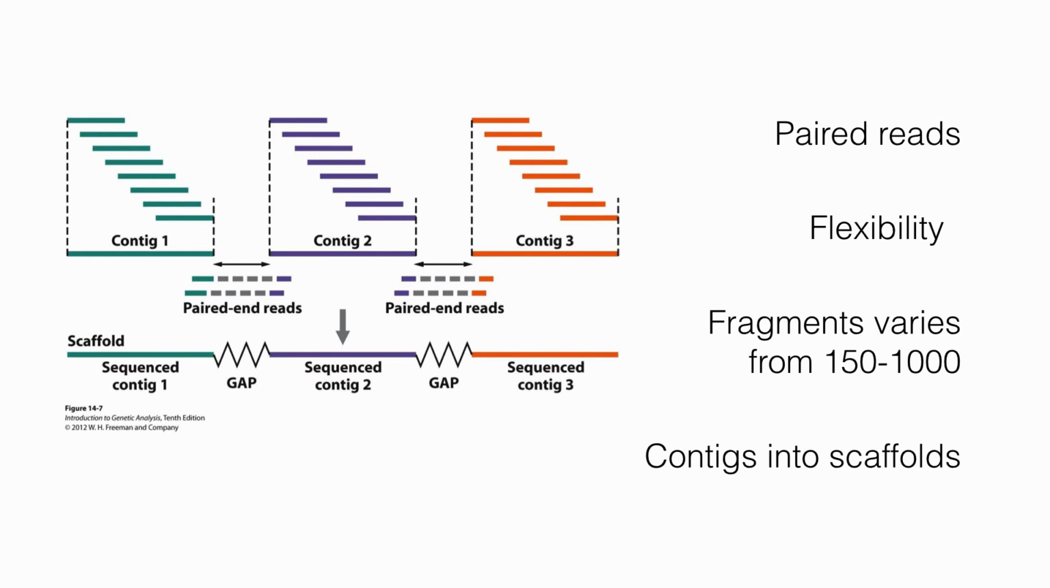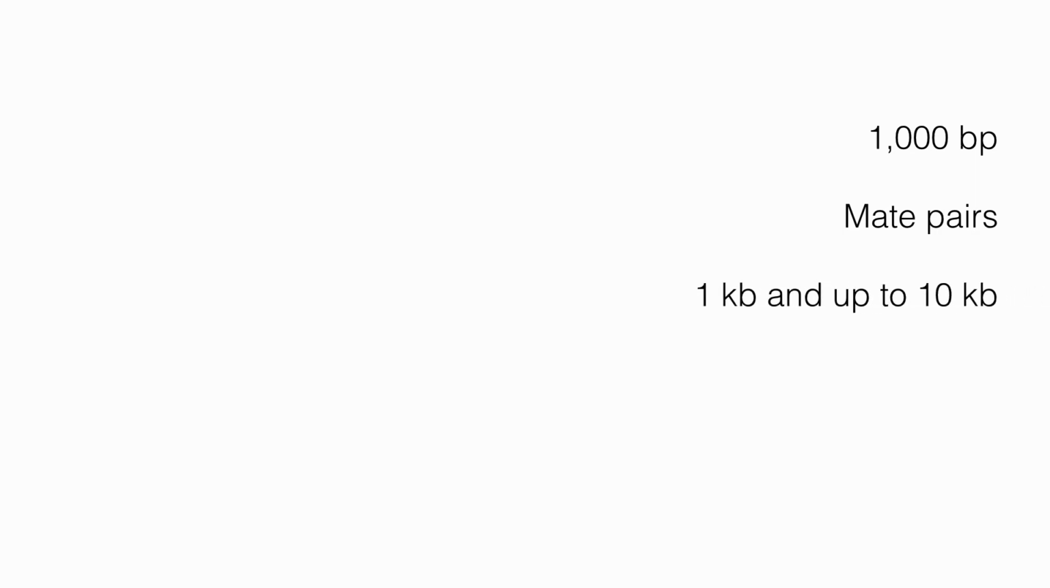Unfortunately, the technology cannot produce paired end reads that are longer than 1000 base pairs. However, there is a clever trick called mate pairs that allows using sequences longer than 1 kb and up to 10 kb on an Illumina technology.